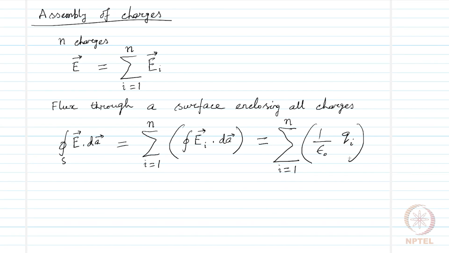So, we can write, looking at this expression, the surface integral over E dot dA, that is the flux through this closed surface, is nothing but the total charge enclosed, that is capital Q enclosed, over the permittivity of free space epsilon naught. This is the total charge enclosed.